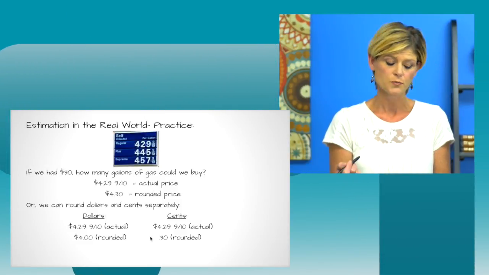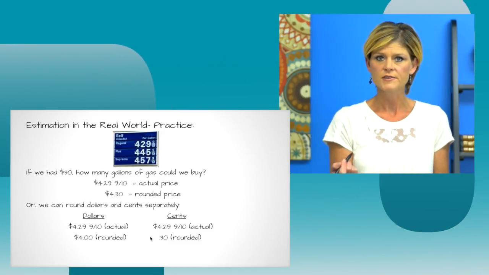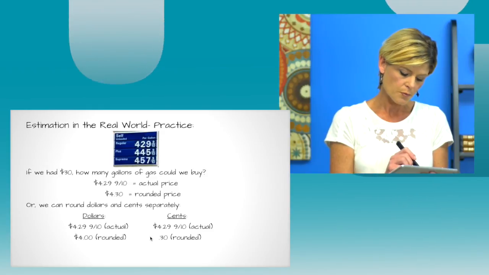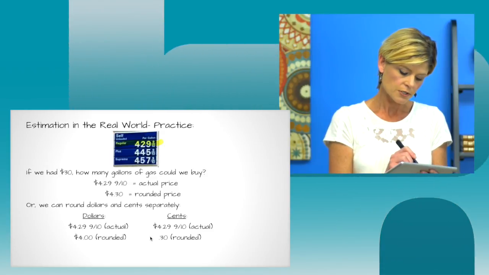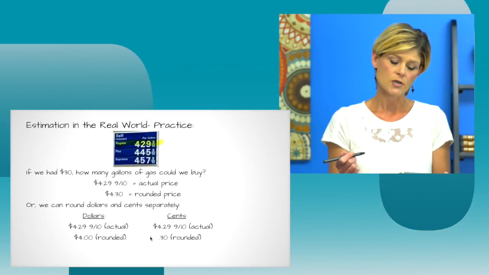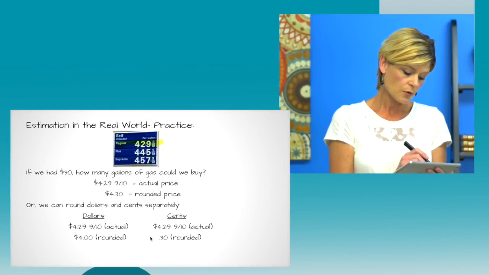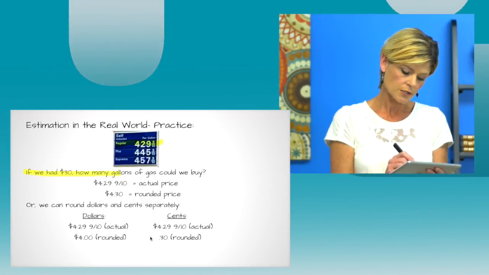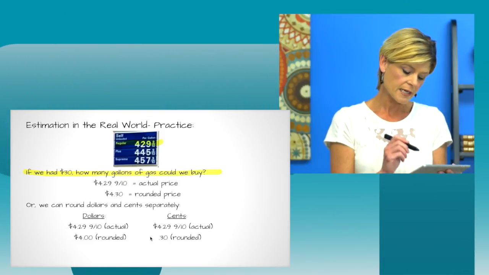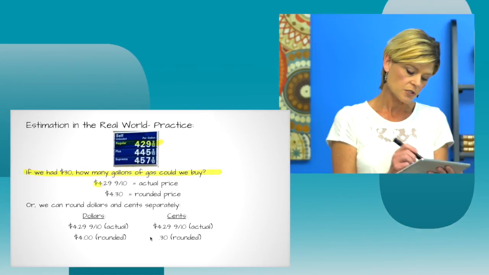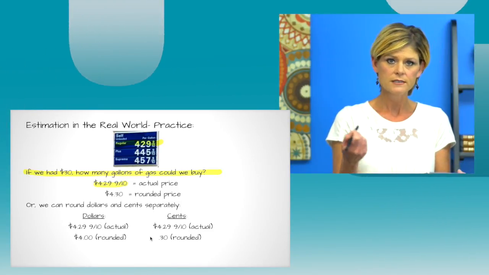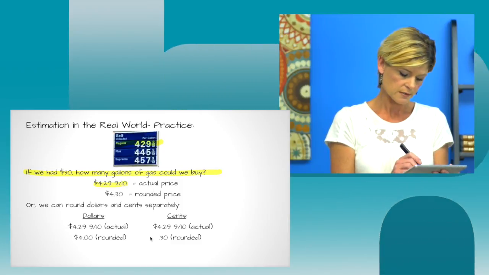So that's one way in which you could see that estimation is in fact a real-life skill. Let's do a practice problem using something that is in fact in the real world. Let's look at these gas prices. I'm going to be working with the price $4.29 and 9/10 of a cent. That's how much it is for a gallon of regular gas. So if we had $30, how many gallons of gas could we buy? Well, the actual price is $4.29 and 9/10 of a cent. Rounded, that would be $4.30.